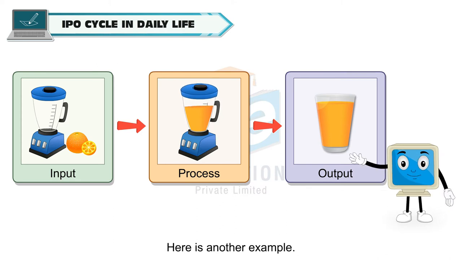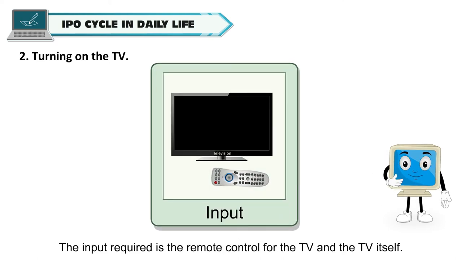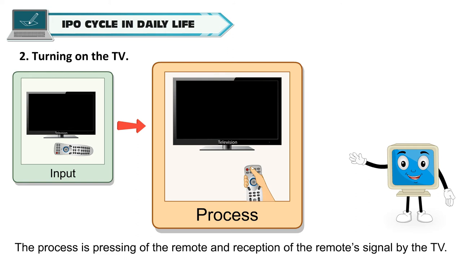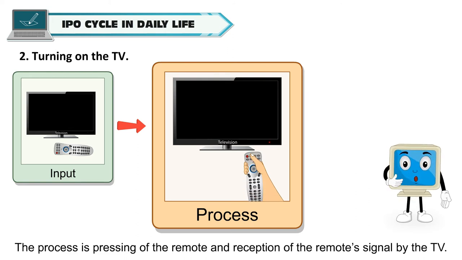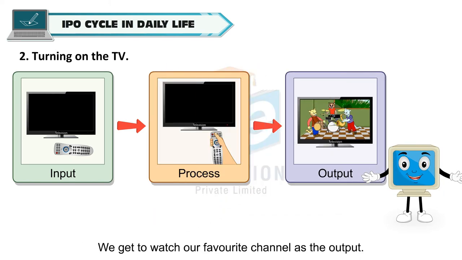Here is another example. For turning on the TV, the input required is the remote control for the TV and the TV itself. The process is pressing of the remote and reception of the remote signal by the TV. We get to watch our favorite channel as the output.